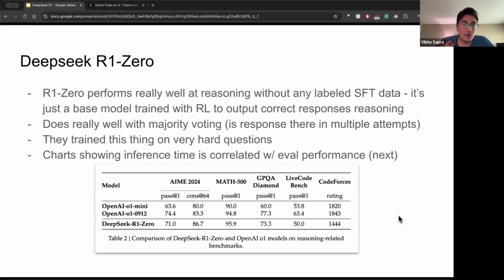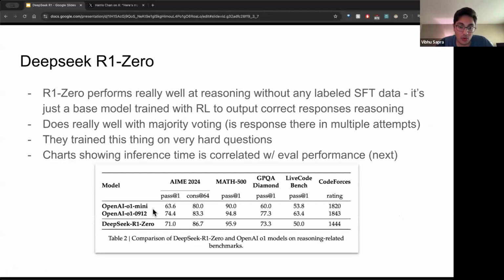Now, R10, how does it perform? It performs really well, and there was no labeled SFT training data. It's just a base model trained with this RL to output the correct responses and add some thinking. It does well with majority voting. It does even better. So here are some benchmarks.